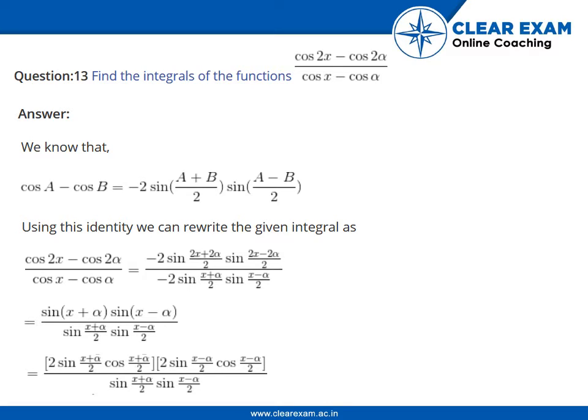So we have to find the integral of the function (cos 2x minus cos 2 alpha) divided by (cos x minus cos alpha), and we have to integrate it with respect to x, or dx, whatever you say. Now the question may look difficult at first sight, but it can be broken down into a simplified expression with the help of some trigonometric identities.